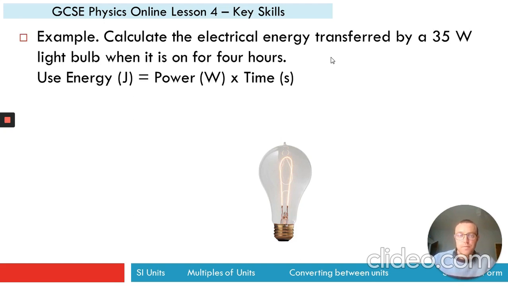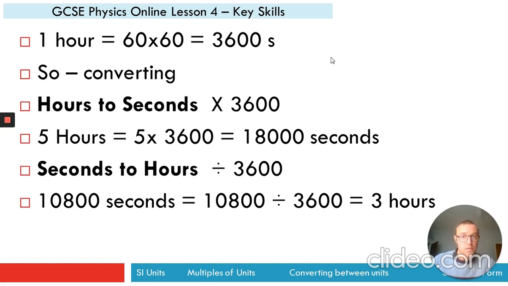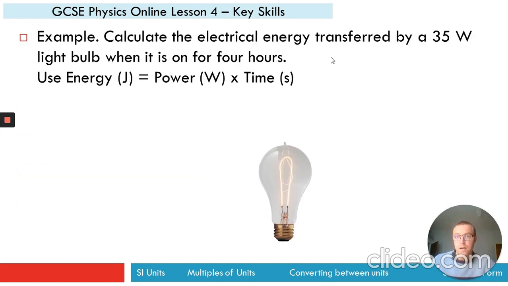And an example in a physics type question. If this was difficult, if you didn't get this, then pause this and look at it. Give the questions a go. Give the examples a go to try and see it make sense in your head. Okay, so for example, calculate the electrical energy transferred by a 35-watt light bulb when it's on for 4 hours, and they've given us an equation. Energy is equal to power times time. So they asked for the energy, they've given us a power, and they've given us a time.